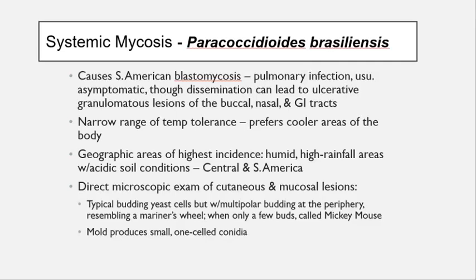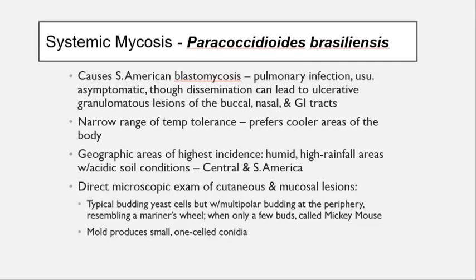It's a pulmonary infection, usually asymptomatic, though dissemination can lead to ulcerative granulomatous lesions of the buccal, nasal, and GI tracts. This species has a narrow range of temperature tolerance. It prefers cooler areas of the body. Geographic areas of higher incidence require humid, high rainfall areas with acid soil concentrations. So it usually is around areas such as South and Central America.